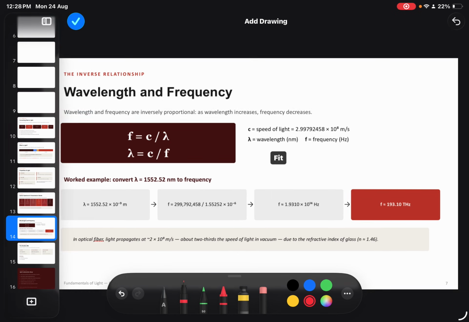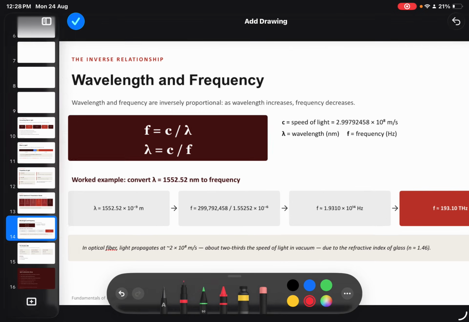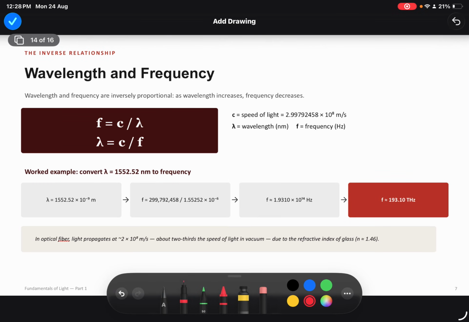Now coming to the relationship between wavelength and frequency. Earlier I told you that frequency is nothing but C by lambda, and if you invert this formula, lambda is equal to C by F. So they are inversely proportional. As the wavelength increases, frequency will decrease.